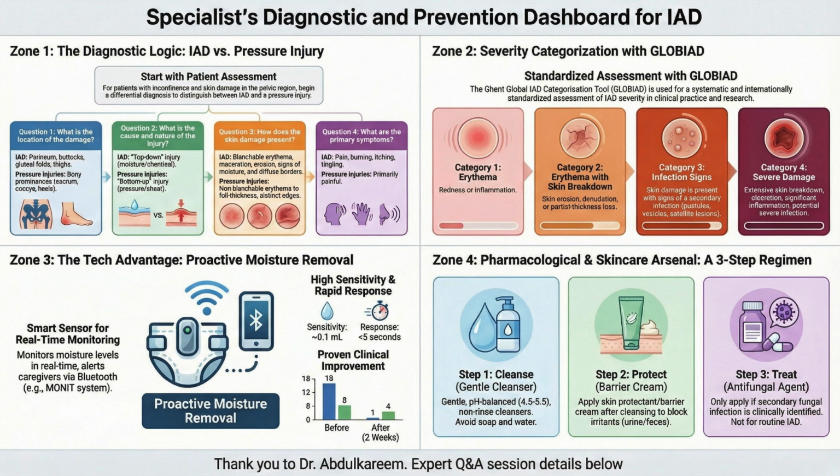So to standardize this, we have to move beyond just it looks red or it feels burny. The source material really highlights the necessity of objective measurement tools. Yes. We have to get away from subjective guesstimates. So let's talk about the instruments available to the specialist. The G-Lobiad tool seems to be the gold standard. The G-Lobiad, that's the Ghent Global IAD Categorization Tool, is essential. It's been validated in something like 30 countries. It gives us a common language.